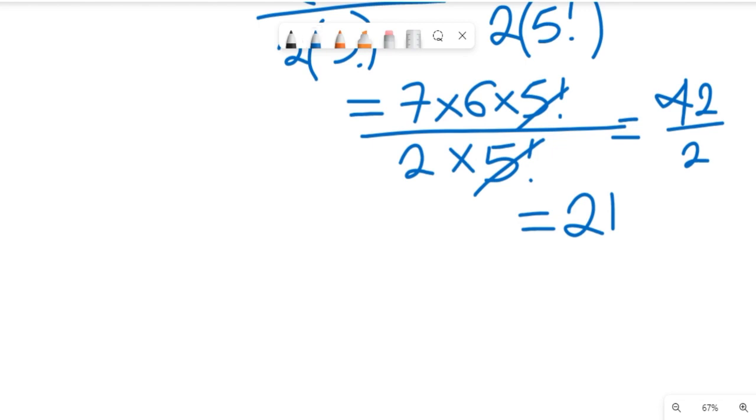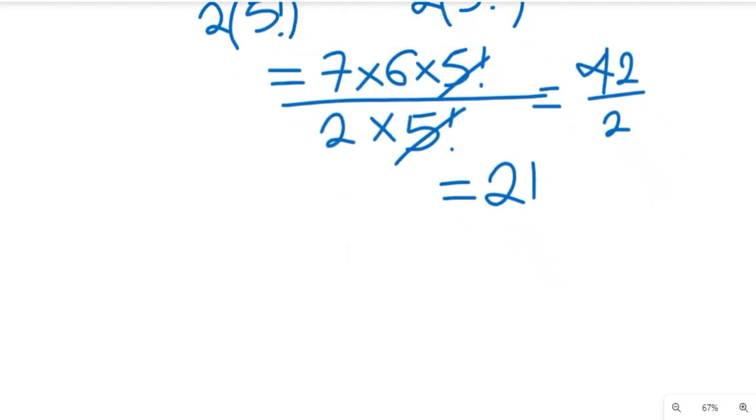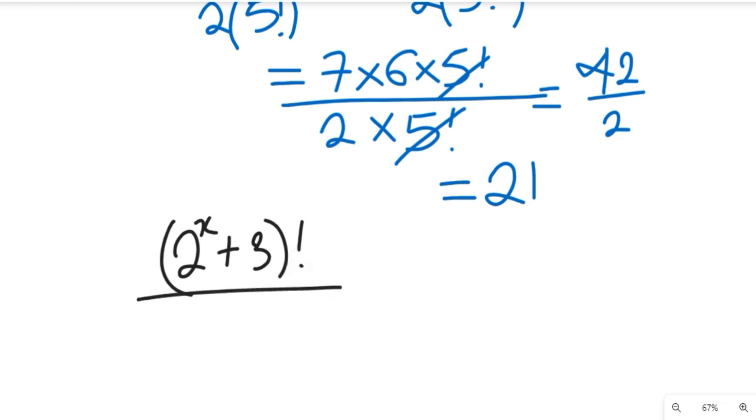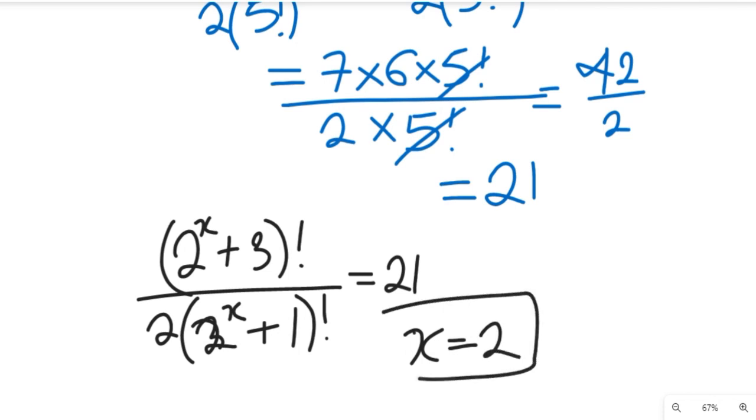So you see that that whole value we've gotten, which is 2 to the power of x plus 3 all in bracket factorial divided by 2 multiplied by 2 to the power of x plus 1 factorial, is equal to 21. So that shows that x, which is equal to 2, satisfies that equation. It satisfies that factorial equation.